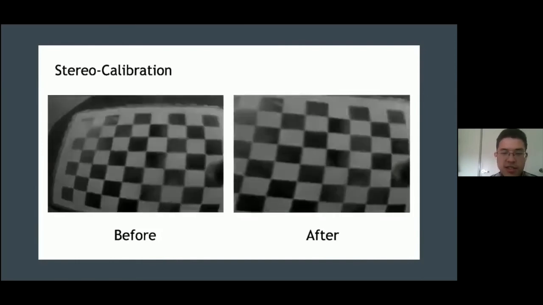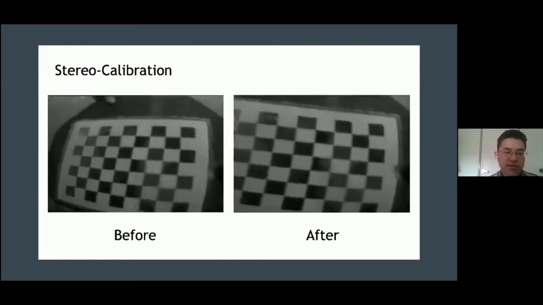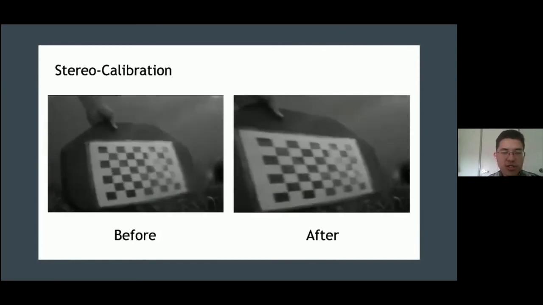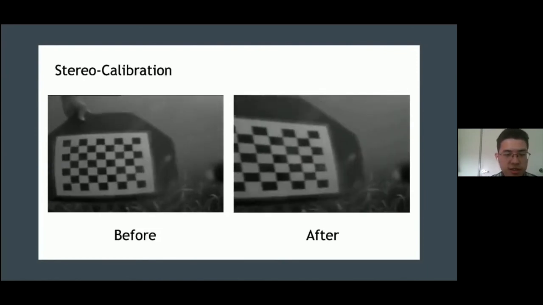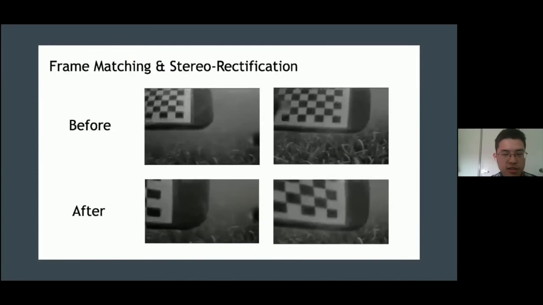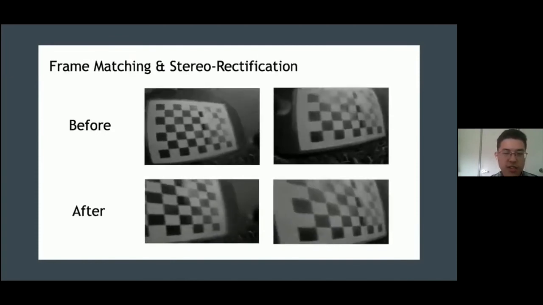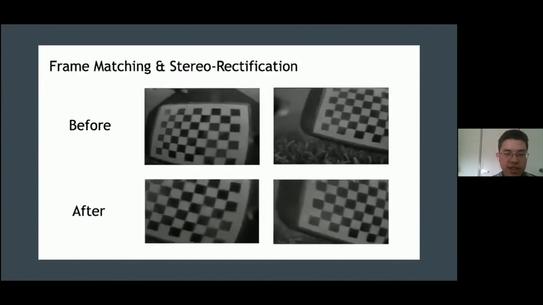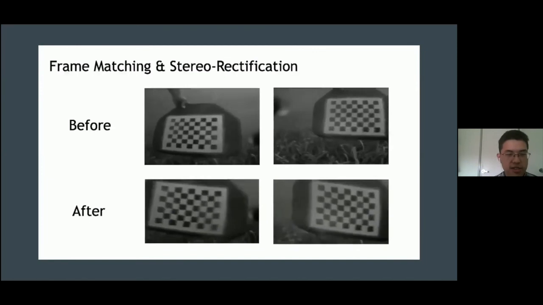Then this is the stereo calibration. You can see that the lines of the chessboard are straighter in the results. Finally, we use frame matching and stereo-rectification to make the left and right video have the same time and y-axis offset.